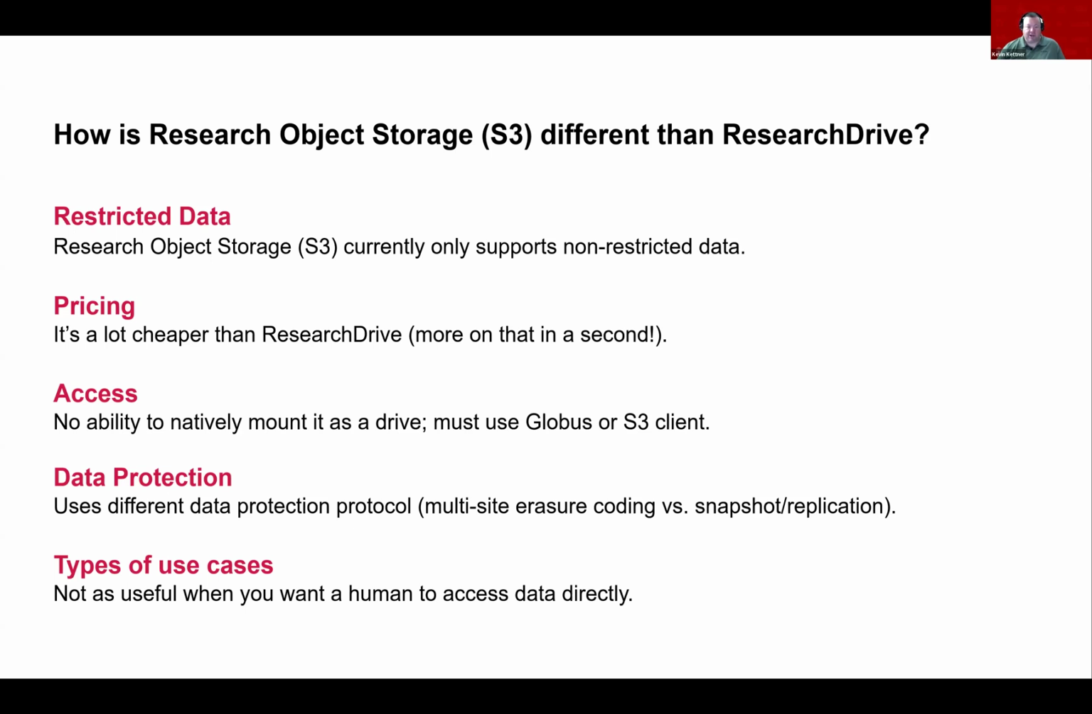The data protection is quite a bit different than ResearchDrive. In ResearchDrive, we use snapshots and then replication to protect your data. In our S3, there's some things that are actually better and some things that are not as robust. So remember that it costs about half price, and so there are less features. So one of the great things is we have the data spread across 3 different sites in about a 10-mile triangle between campus and Fitchburg and the east side of Madison.